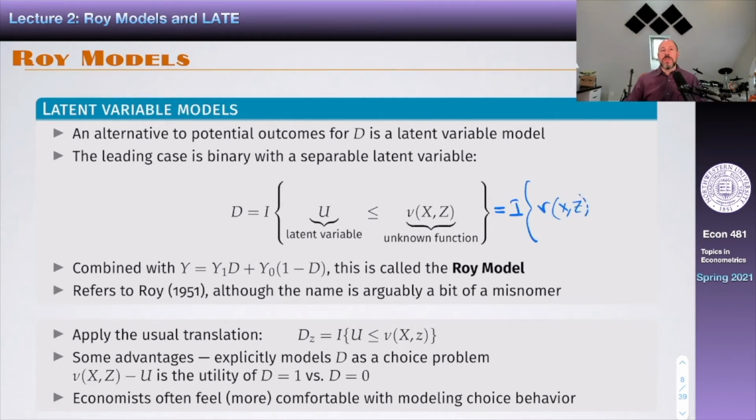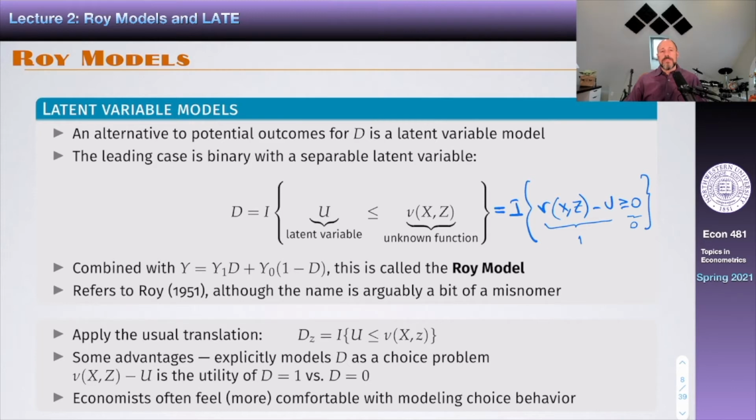Right? And so when you write it like this, you can interpret this model as a utility model in which this is the utility of choosing one and this is the utility of choosing zero. And so the model tells you individuals will choose one, D equals one, whenever the utility of choosing one is higher than the utility of choosing zero. And so this is called a Roy model.